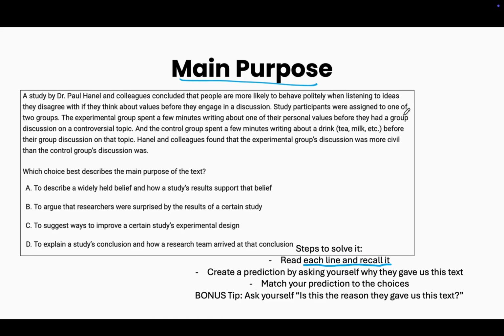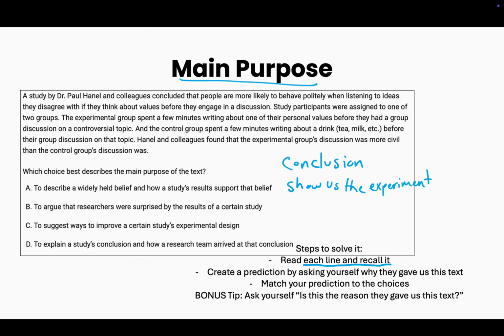Study participants were assigned to one of two groups. The experimental group spent a few minutes writing about one of their personal values before they had a group discussion on a controversial topic, and the control group spent a few minutes writing about a drink, tea, milk, etc. before their group discussion on that topic. So this shows the experiment setup. Then it says Hanel and colleagues found that the experimental group's discussion was more civil than the control group's discussion was. This shows the finding that led to the conclusion in the beginning. So overall, the main purpose of the text was to give us a conclusion and then show the experiment that got them to that conclusion.